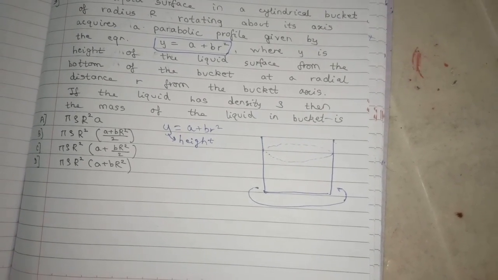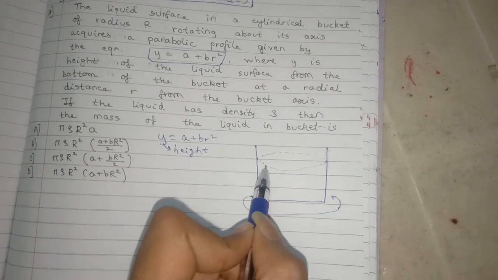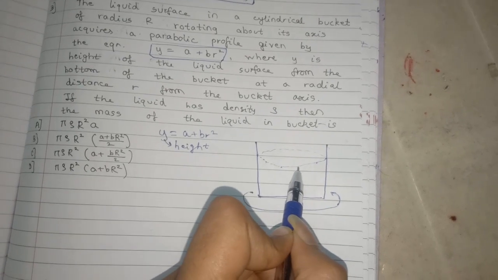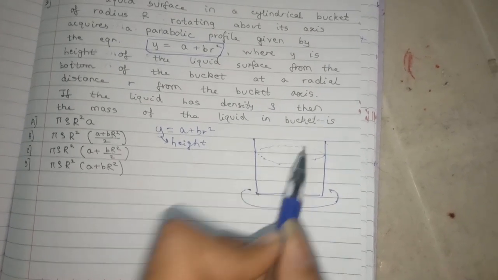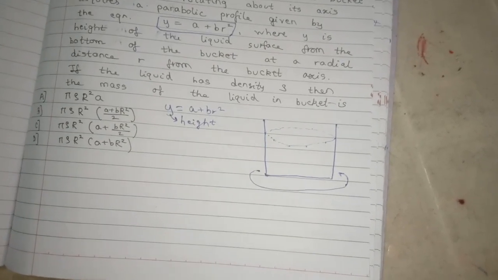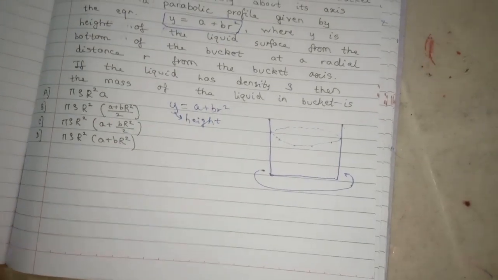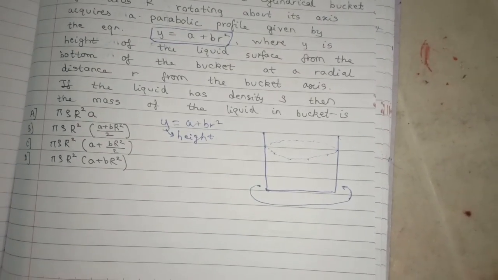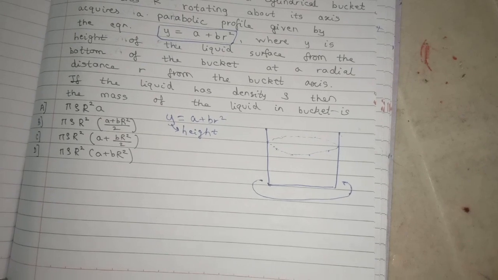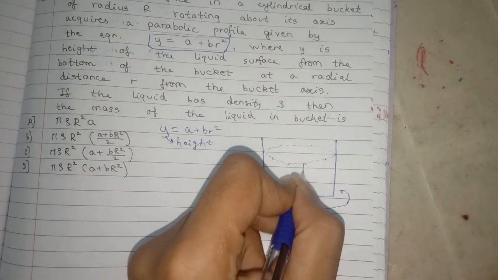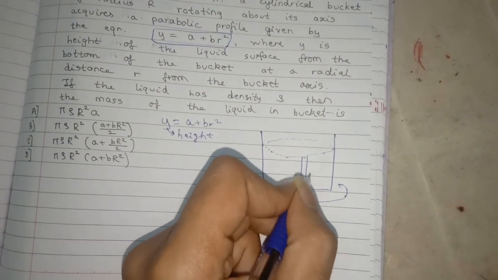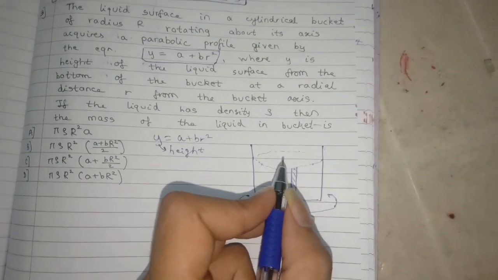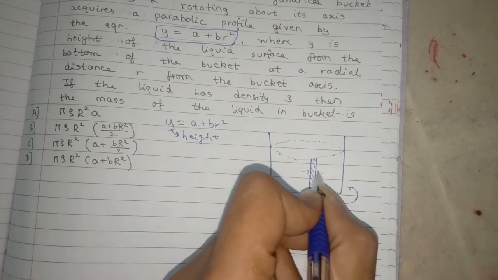So friends, here the height of the liquid at every point will be different. Height at this point will be greater than this, and here it will be different again. So the height is continuously changing. So we have to take some value and then integrate to find out the total. So you have to consider a vertical strip here, and let the strip be of length dr.